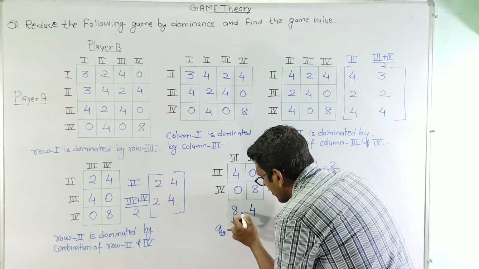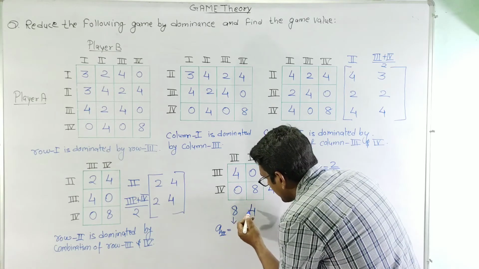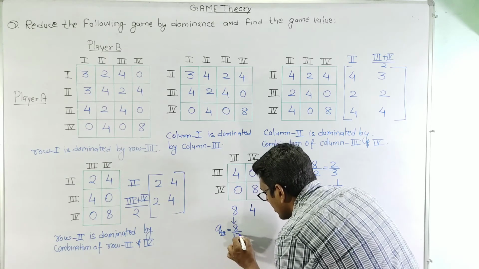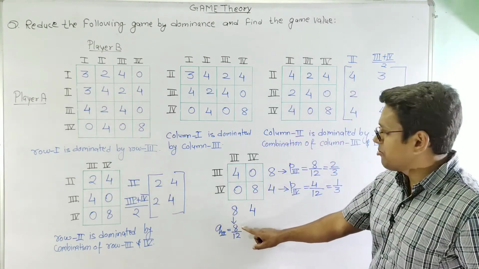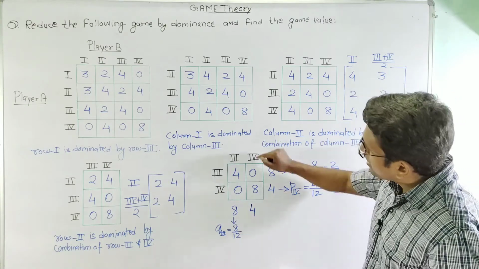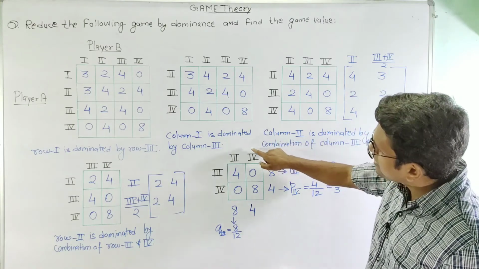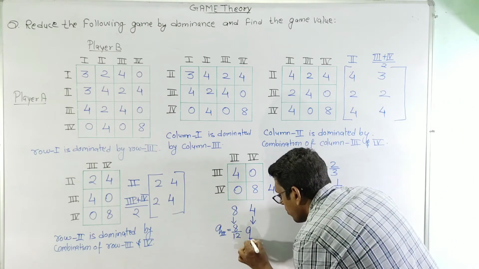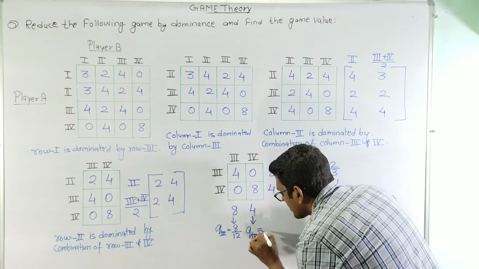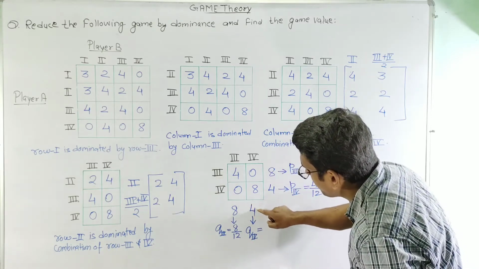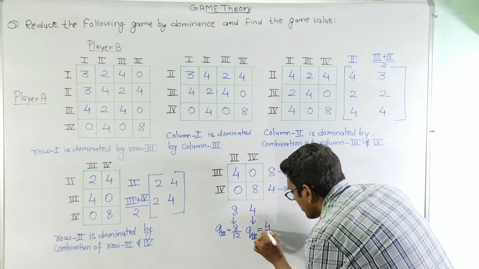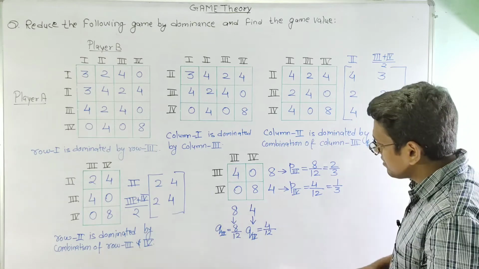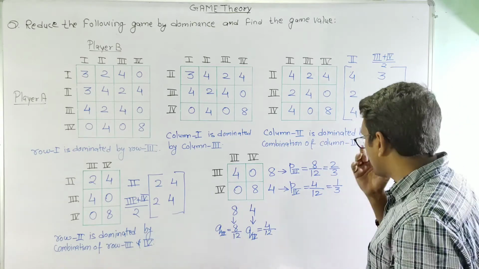Here, the probability is equal to 8 divided by 8 plus 4. So this is 8 divided by 8 plus 4 is 12. So 8 by 12, or we can simply say 2 by 3. Similarly, the probability of player B playing strategy 4 is given by Q4, which is equivalent to 4 divided by 4 plus 8. So this is 4 divided by 4 plus 8 is 12, or we can say this is equivalent to 1 by 3.